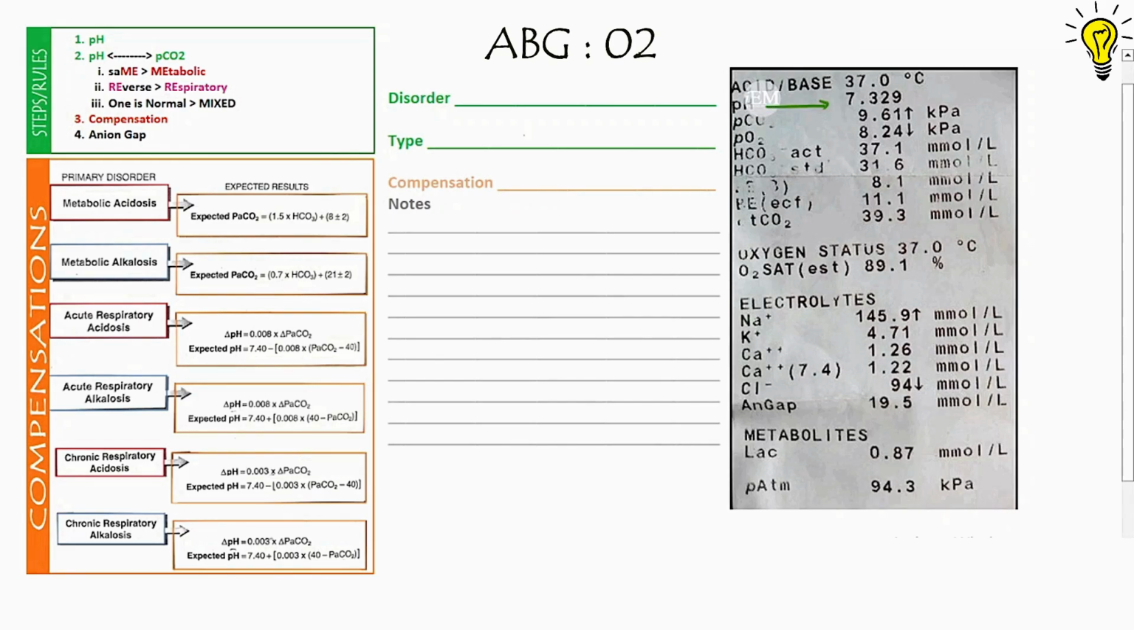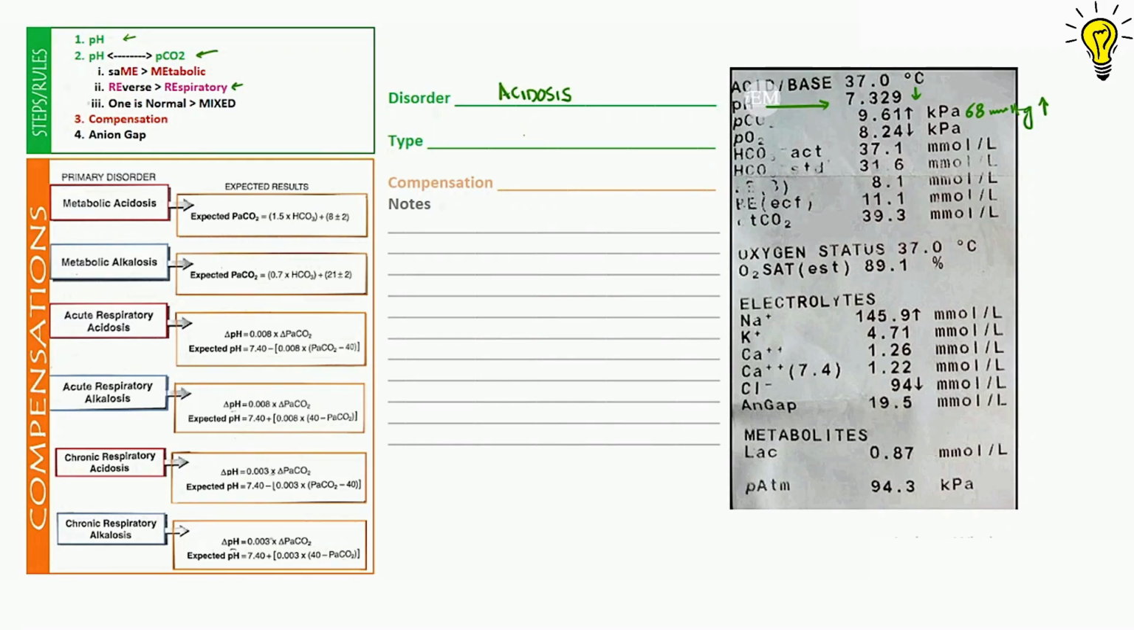ABG 2, pH 7.329, so downgoing, so acidosis. Step 2, pH and carbon dioxide. Carbon dioxide is 68 millimeters of mercury, so upgoing. Now pH and PCO2 are in reverse direction, so it is of respiratory origin, hence primary respiratory acidosis. Now next is the compensation part.